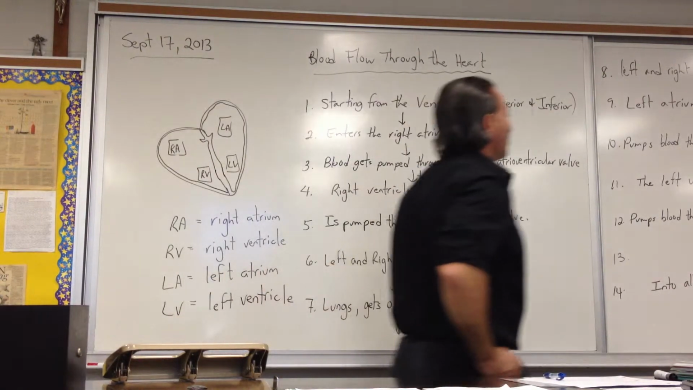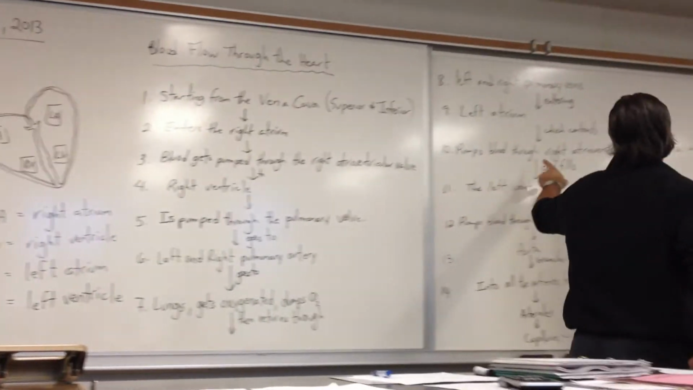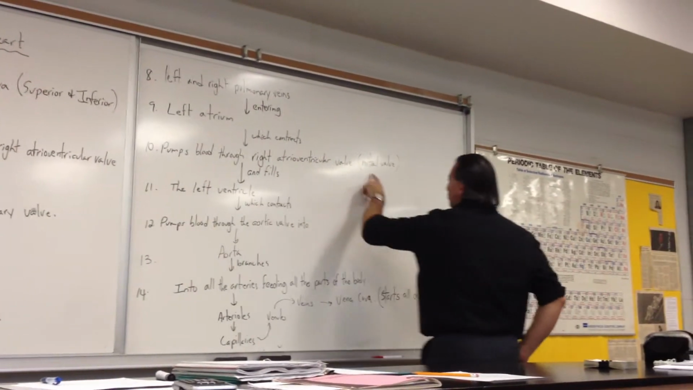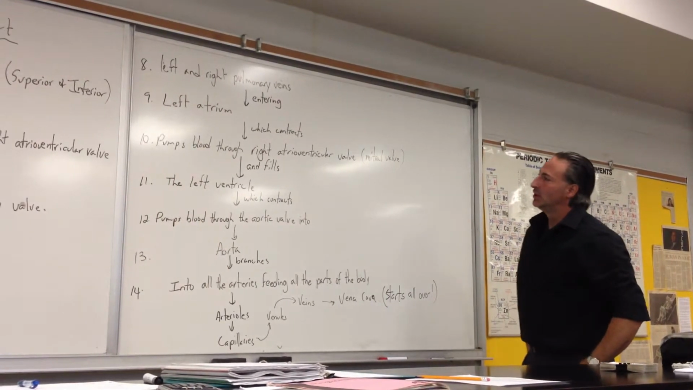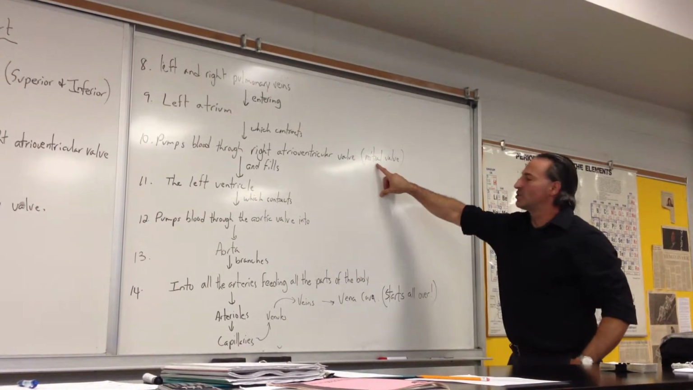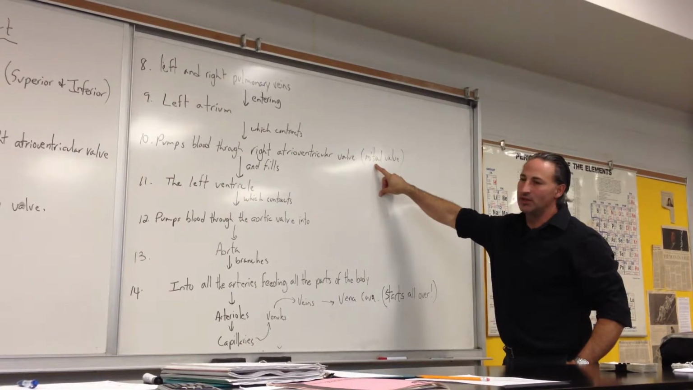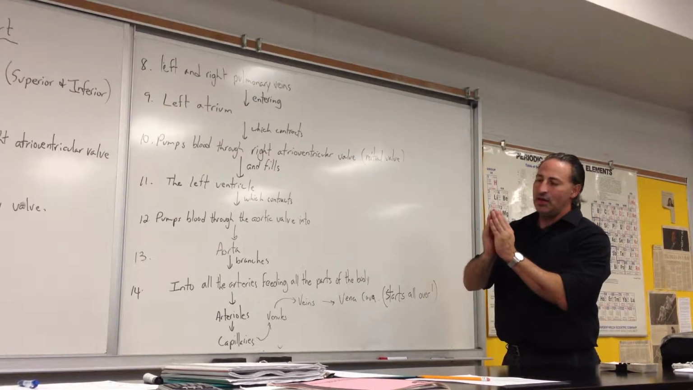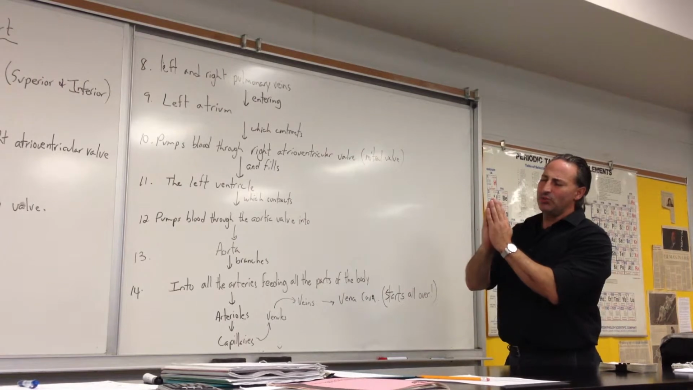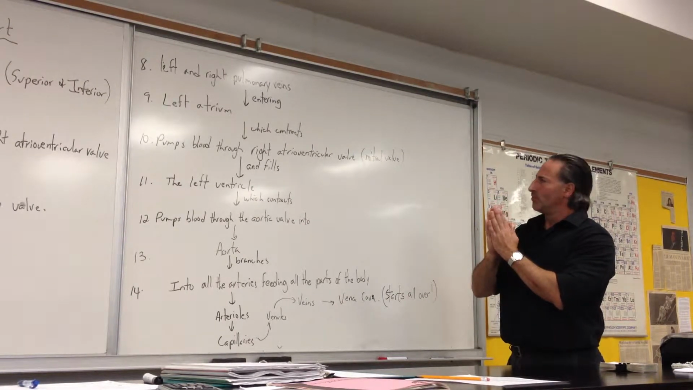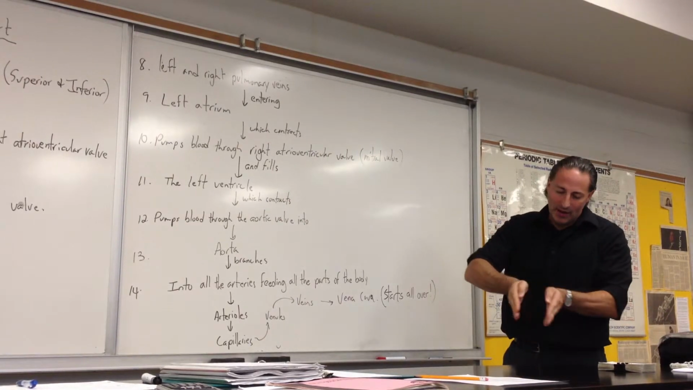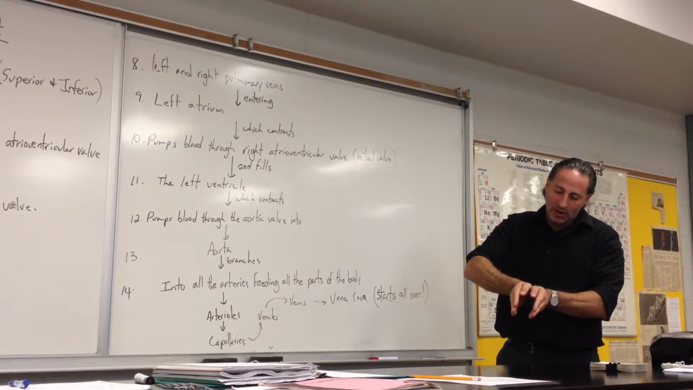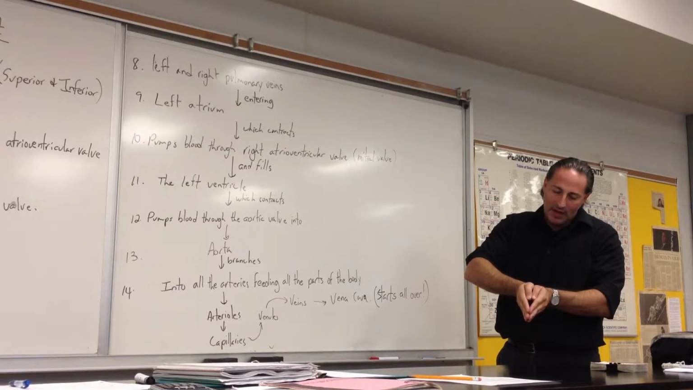When the left atrium contracts, it pumps the blood through the left atrioventricular valve, which is also known as the mitral valve or the bicuspid valve. And it's called the mitral valve because it's shaped like a mitre, which is a bishop's hat. It's like a mitre shape. And the valves open, and then when the bottom part of the heart pumps, the valve snaps shut.